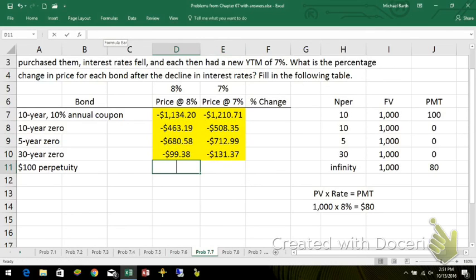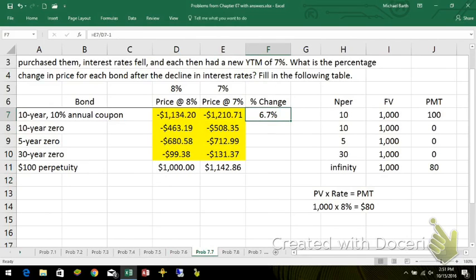For the perpetuity, I just take the present value, which here would have been $1,000, but if I take the payment, the dollar sign in front of it, and then divide it by 8%, it'll give me what the price was, and then when the interest rate drops, that's the new price on this bond. The percent change is the new price divided by the old price minus 1.